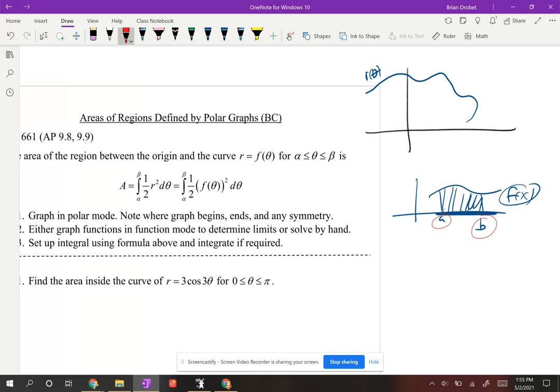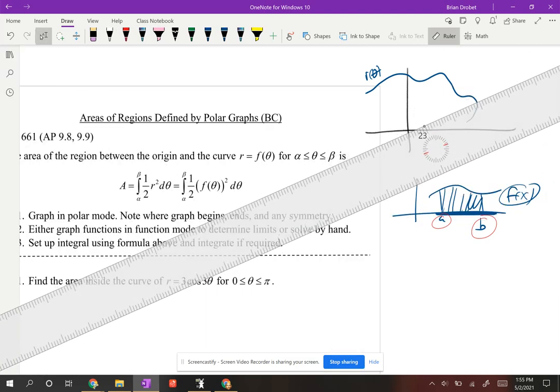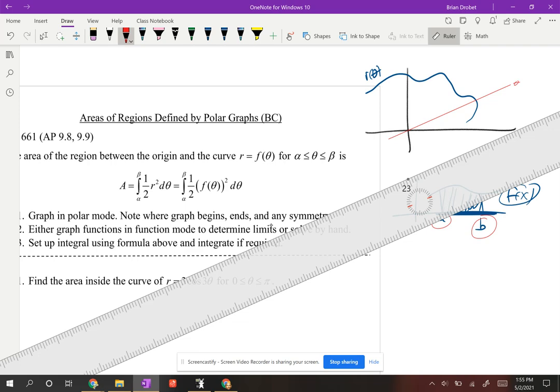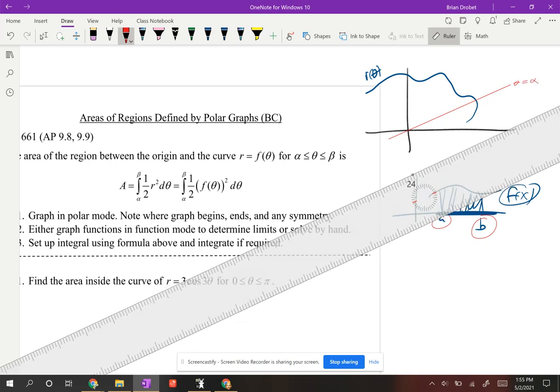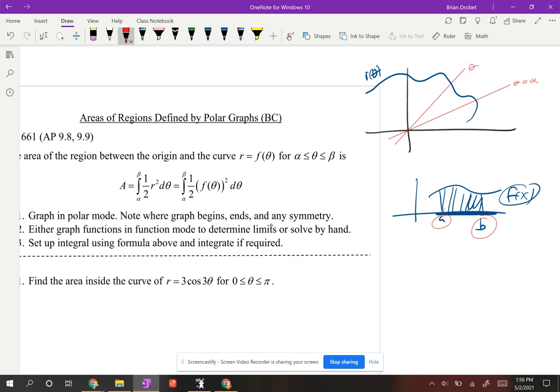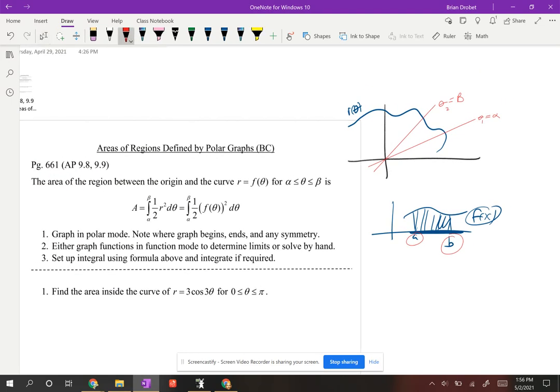So let's say I've got the angle. I'll use a ruler to make it look nice here. This is the angle alpha. So this is theta equals alpha. And then let me draw in the angle beta. There's the angle beta. We'll call that theta 1 and theta 2. The area contained within that region is the area we're talking about.